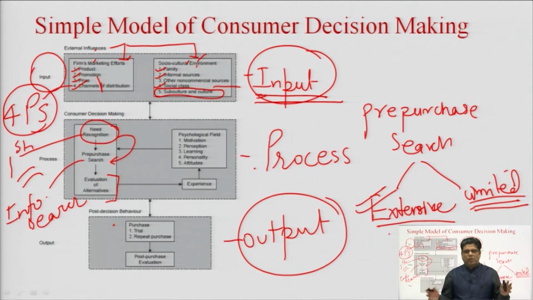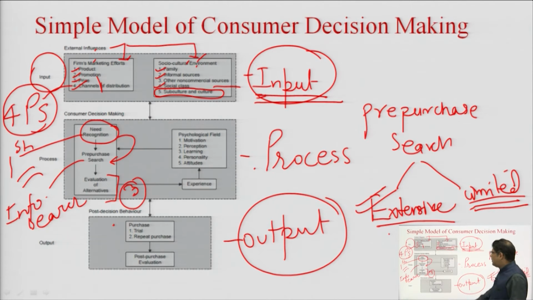With this plethora of information, the consumers have to filter out the information, or compare the features of the various types of substitute products that they have gathered information about. So, this is the third step, and the third step of the consumer decision process involves evaluation of alternatives. So, after need recognition, the second step was pre-purchase search, and a lot of information was gathered in the pre-purchase search.